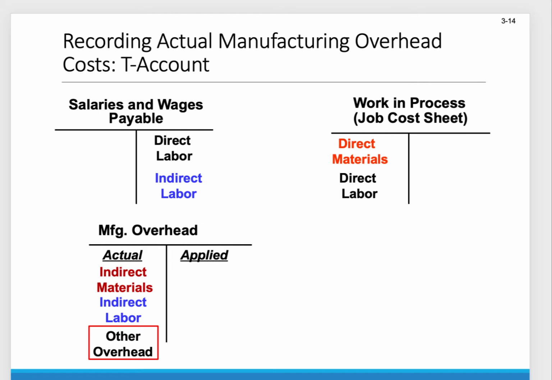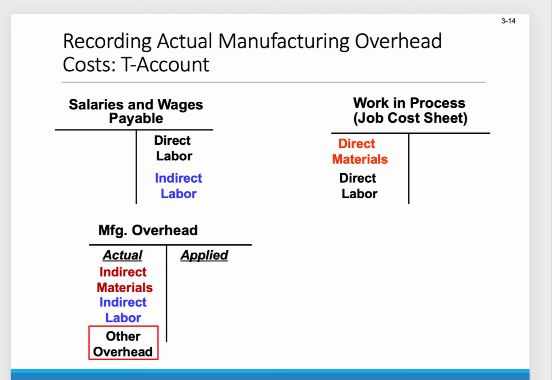Now the next thing that we need to look at is our overhead. If we have overhead that we actually incur, these are things like bills that we actually pay, like the lighting, the heat, the water, the property taxes for the production department, can we easily and conveniently trace those costs to a specific unit of a product? No, right? Think of the warehouse or the shop floor. We're incurring costs to produce something that we can't trace directly to that product. So in that case, we're going to debit manufacturing overhead, and those are those other costs.